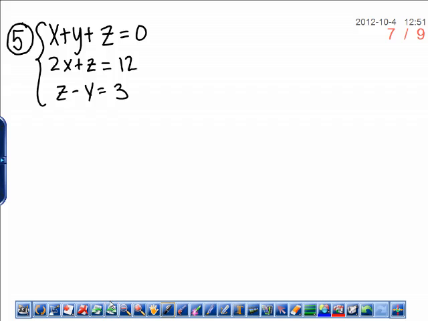Let's look at a little bit bigger matrix system that we're going to use a little bit bigger matrix for. So go ahead and copy this down.